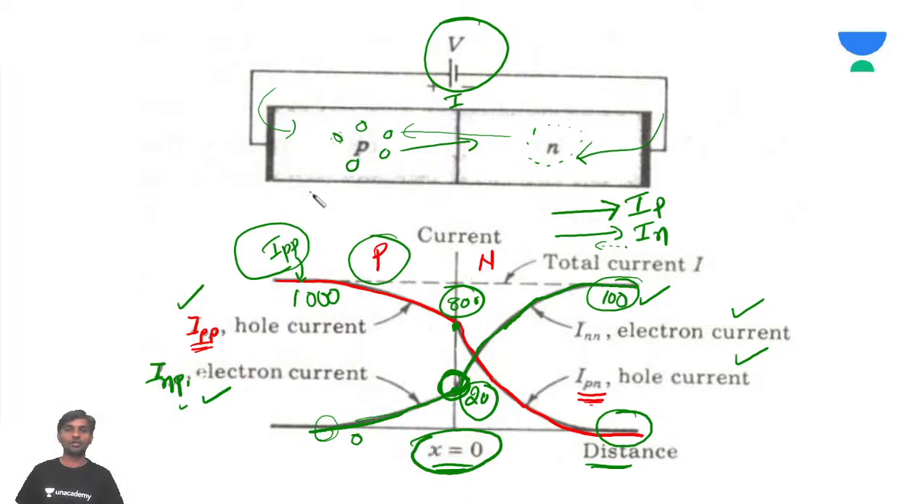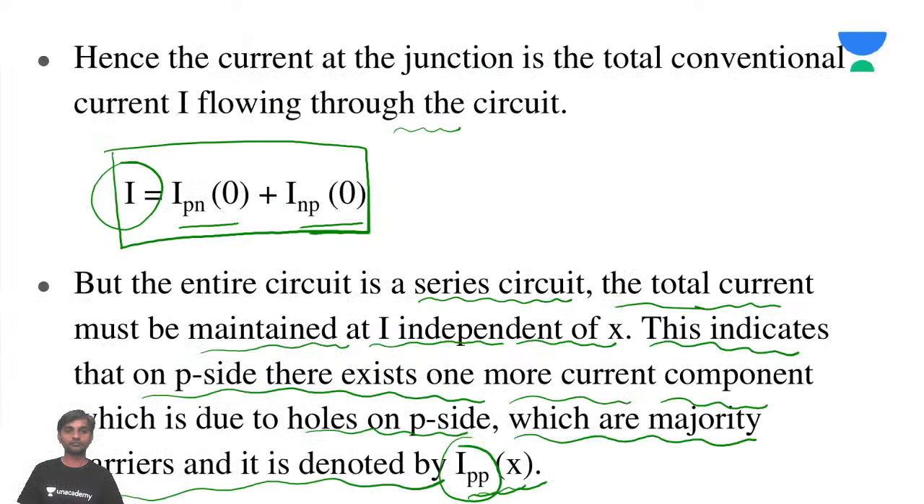At the junction, x is equal to 0. The total current is going to be what I told you, IPN naught plus INP naught.